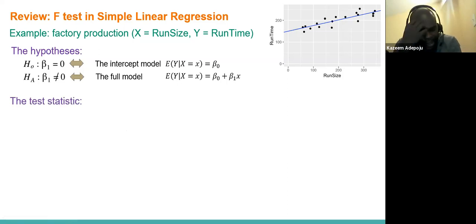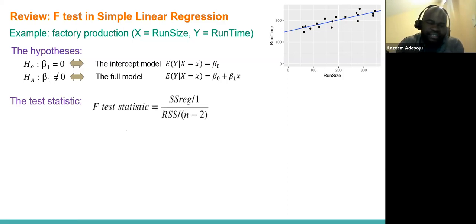Now, in a situation where I want to test this hypothesis, I need a test statistic to figure that out. The test statistic is going to be the F test statistic, and this is the formula that we're going to use.